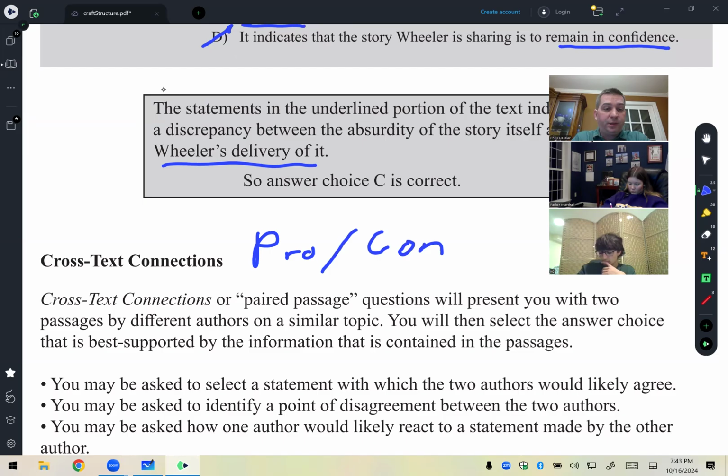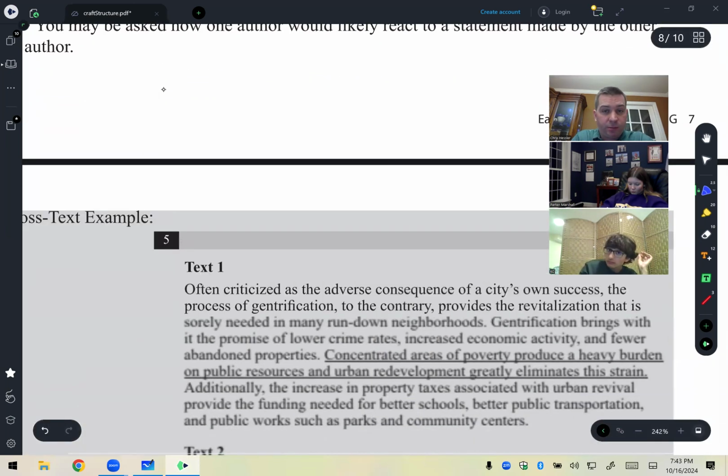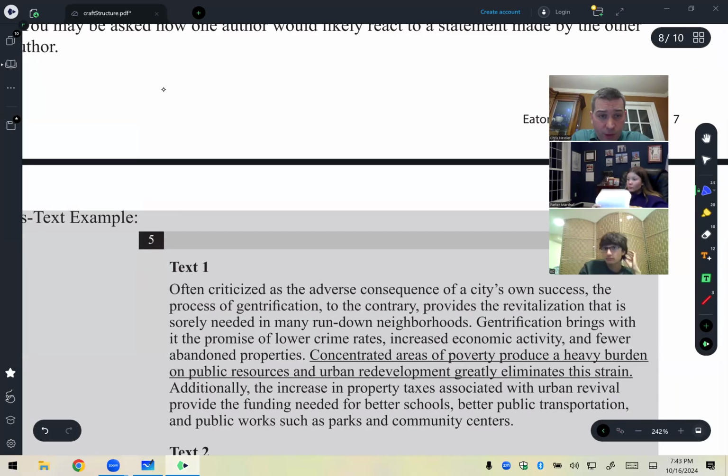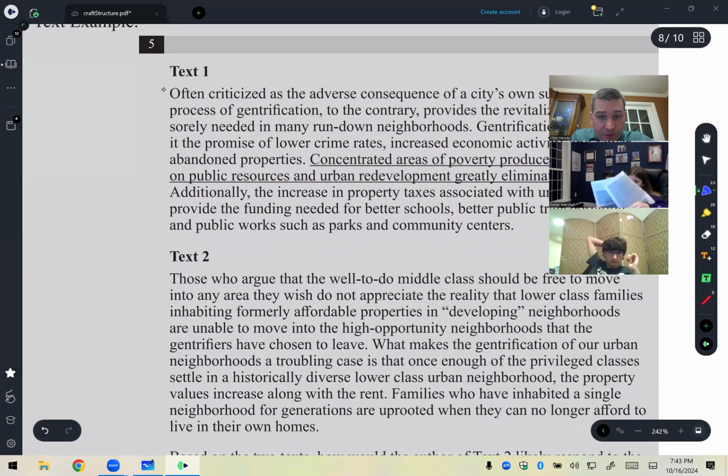But the important part is to remember who thinks what. What does author 1 think, what does author 2 think? Because if you get them mixed up, you'll probably pick the wrong answer. The wrong answers are often based on the other author, not the author you're looking for. So we're just going to take a look at one here. Both of these authors are going to be writing about the topic of gentrification.